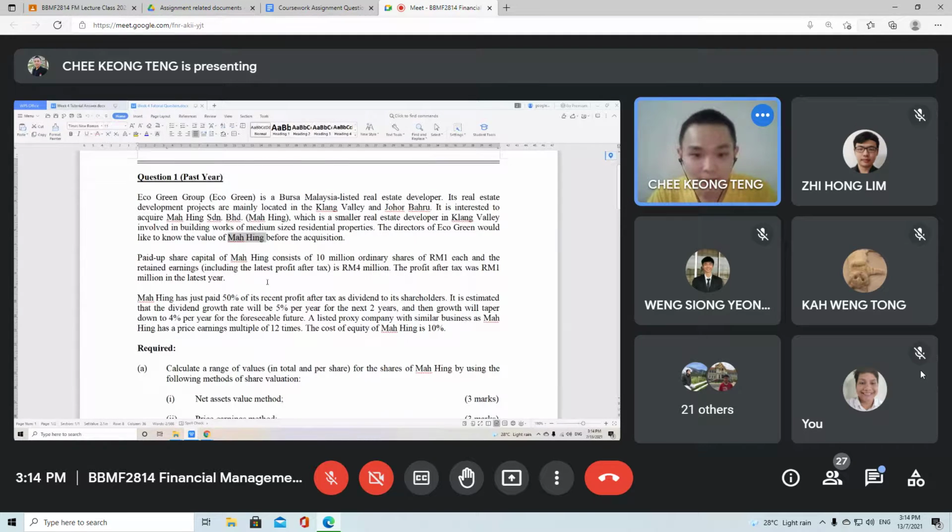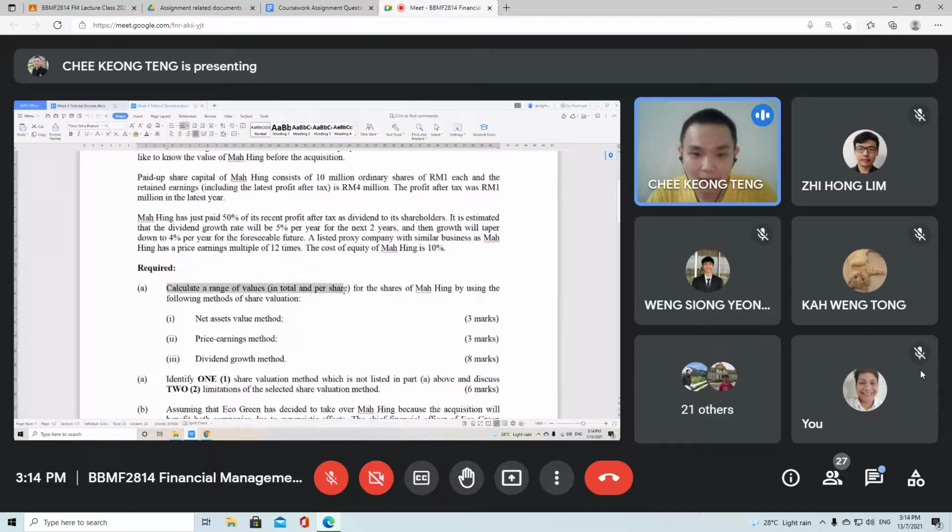All right. So basically, the question requires you all to calculate 3 methods. Net asset value method, this one is extremely simple. We will be just using the total equity, so it will be 10 million capital. That one is share capital, so it's under equity, plus the retained earnings, also under equity. So it's total 14 million. In total and per share, in total is 14 million, while per share is 14 million divided by, you have 10 million shares, so divided by 10 million, you get 1.4.